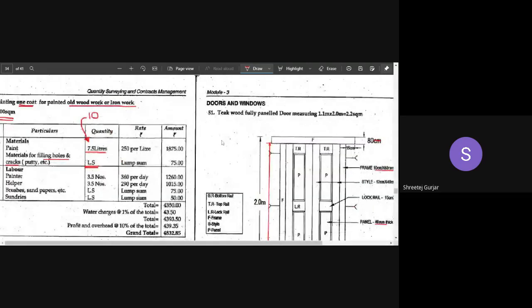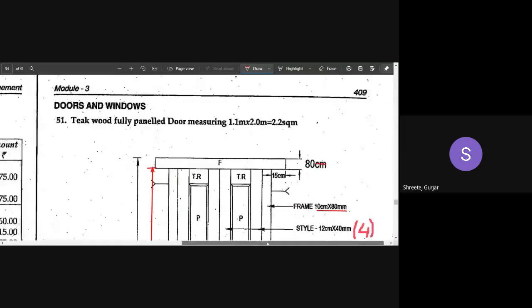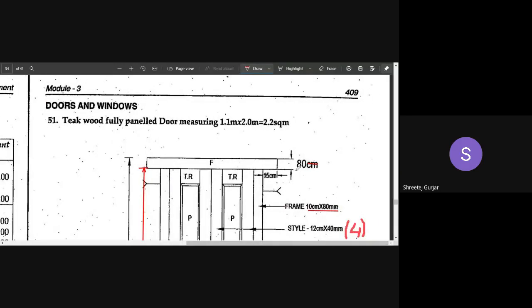Okay, so shall we move on to doors and windows? If painting work and plastering, pointing, painting, color washing, all those things are clear, shall we move on to the next thing under rate analysis? Shall we move on to the analysis of doors and windows? Yes, sir. Okay.